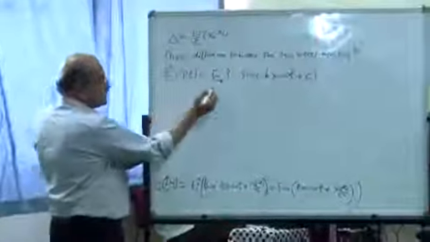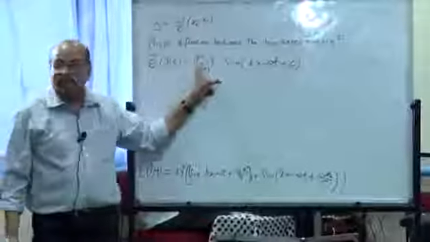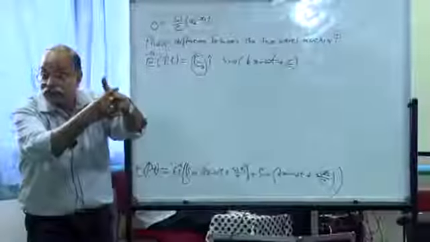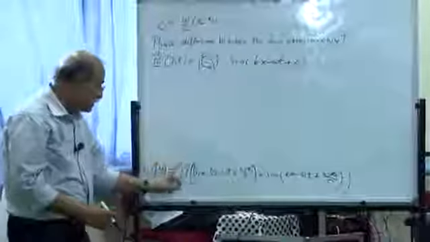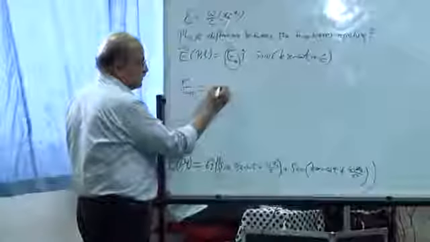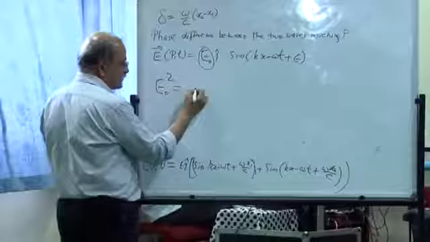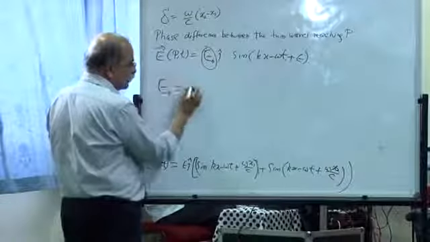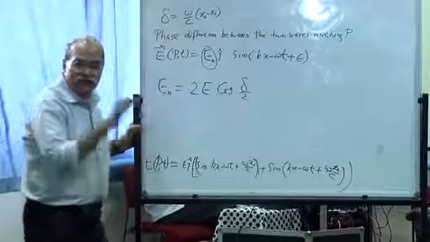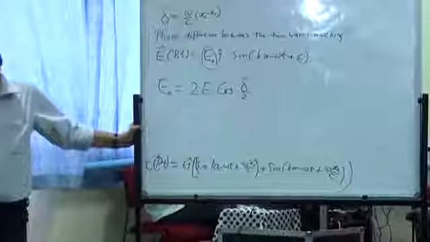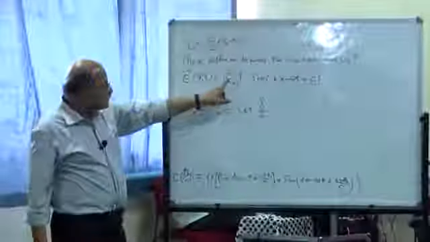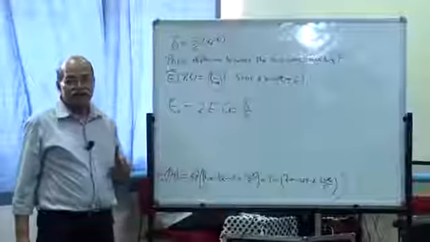Now, this E naught is the amplitude of the resultant wave. This is now the resultant after the addition of those two. And in terms of this E, E naught will be how much? E naught will be 2 times E times cos of delta by 2. It is all trigonometry, I am not doing that. No physics is there. So with this delta defined this way, this amplitude will come out to be this.